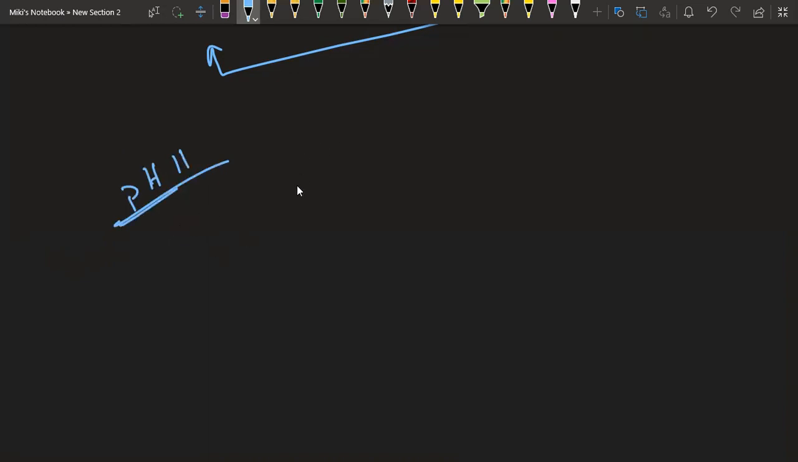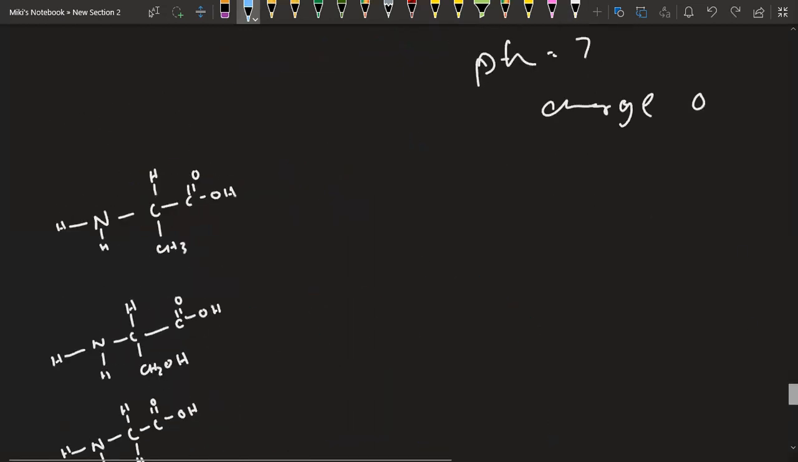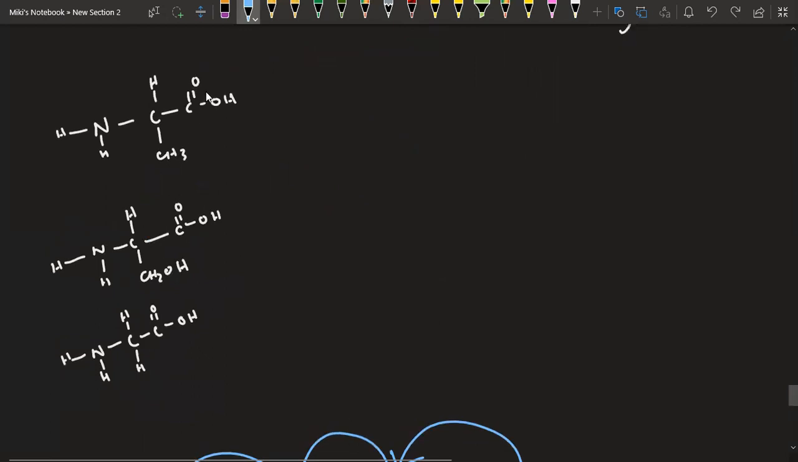Let's say we have the serine. Serine is what? Sorry, not serine, it's alanine. So alanine looks like this, CH3, COOH. I've already drawn it here, so why am I drawing it again? So this is alanine, this is serine, and this is glycine.